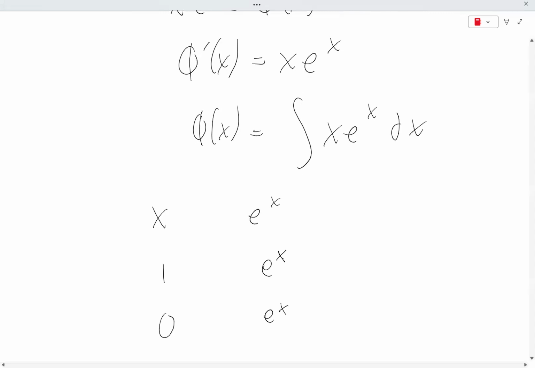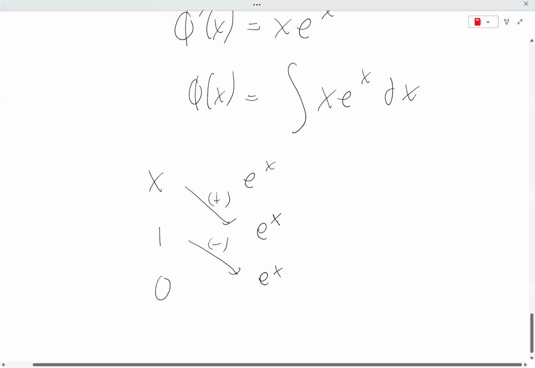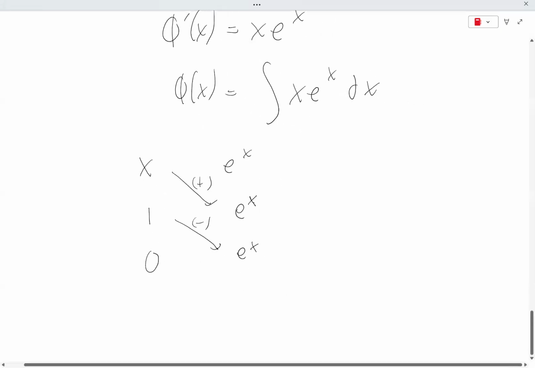This is the way to do integration by parts. So plus and then minus here. Then phi of x is equal to, you multiply these together, so you get x e to the x minus e to the x, like that. You don't need the plus c on it because we'll have it at the end. So that is the phi of x.